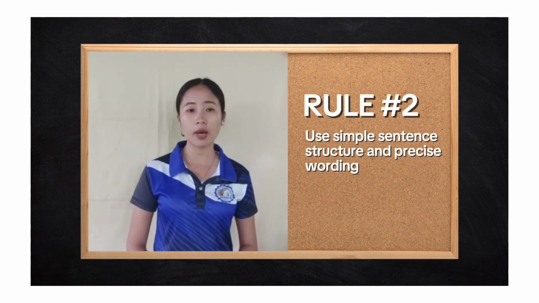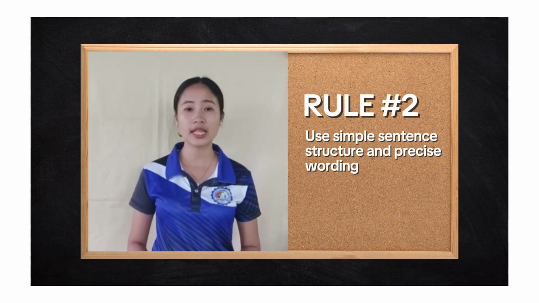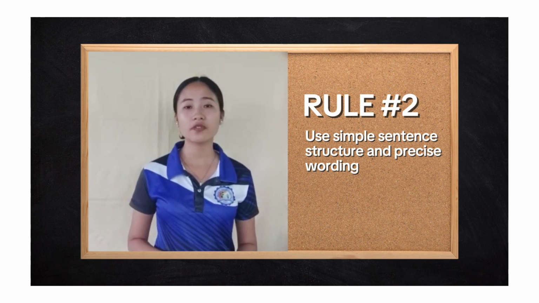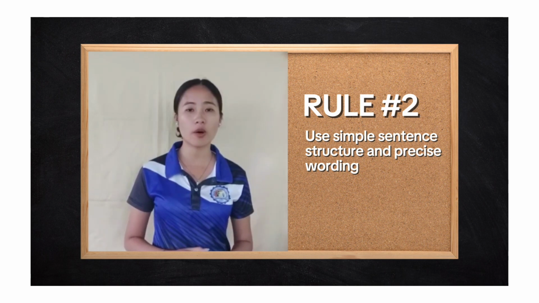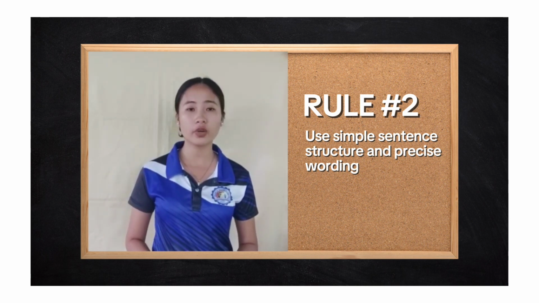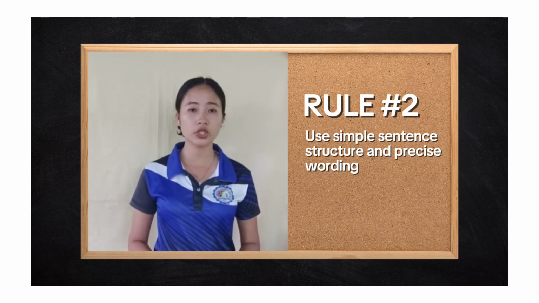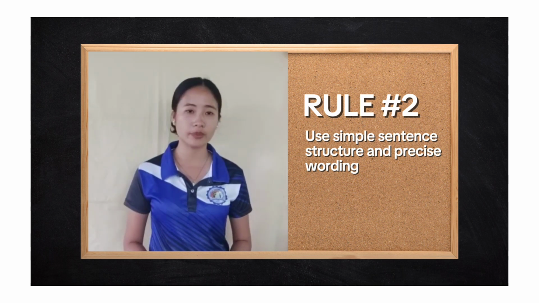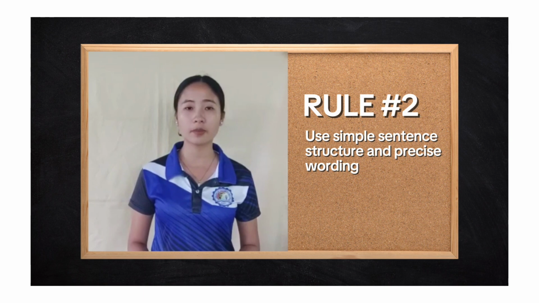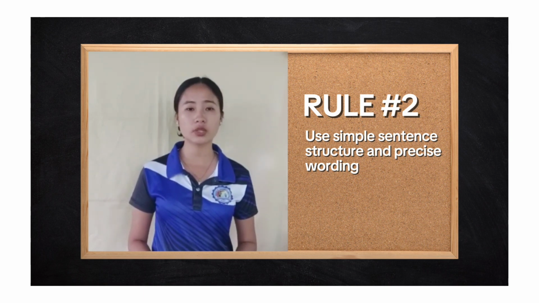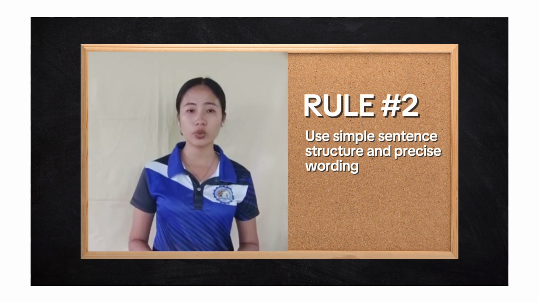Next, let's talk about how we structure our questions. Clarity is key. If a question is confusing due to complex sentence structure or vague wording, students might struggle to understand what's being asked, even if they know the answer. Simple, clear, and precise wording ensures that we're assessing knowledge rather than a student's ability to decode complicated language.